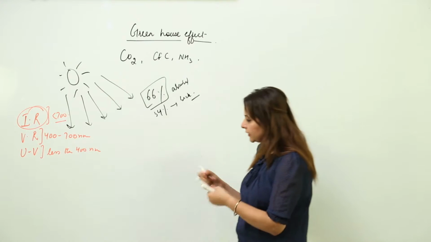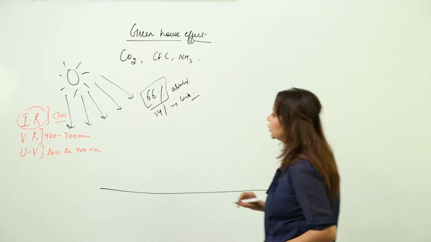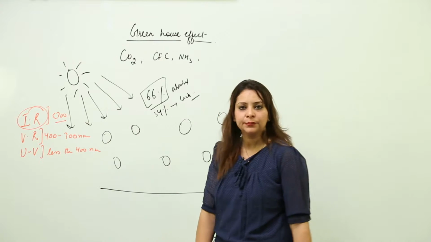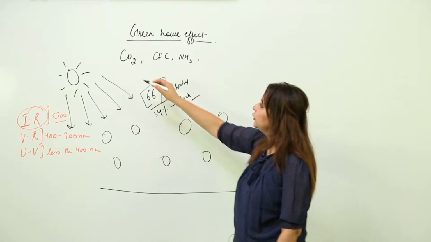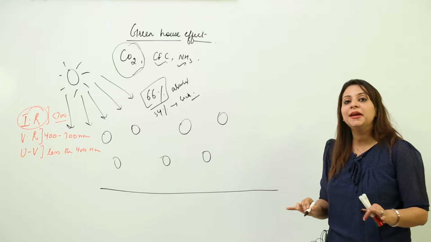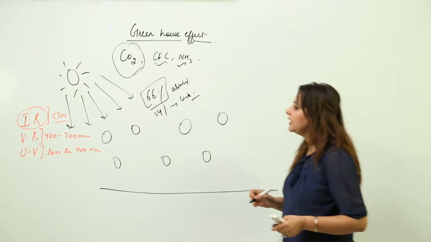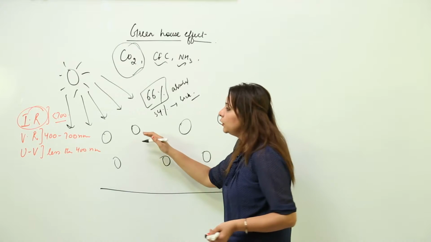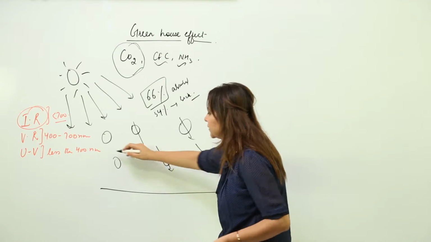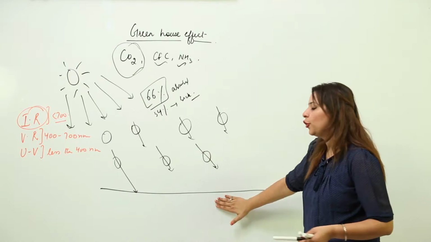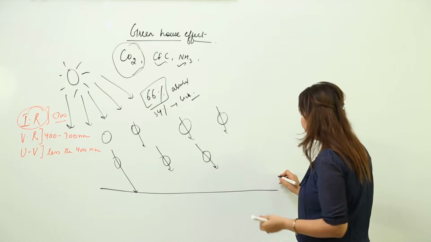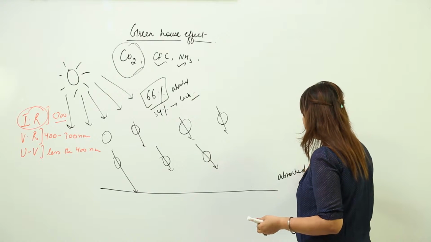Suppose this is my land. There are many gaseous molecules present in the atmosphere. Out of those we are particularly talking about CO2, CFC and ammonia, and particularly CO2, the most important, because it is the main greenhouse gas. When these radiations pass, CO2 firstly allows them to pass through it. When these radiations fall on the earth's surface, the UV and visible light get absorbed.